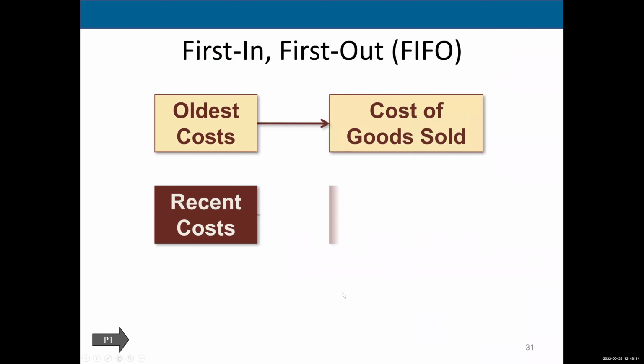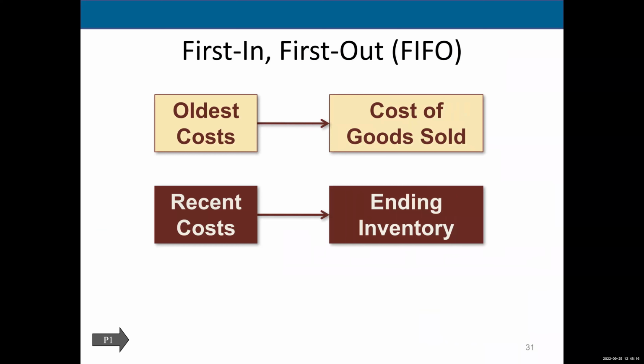Now, we're going to do first in, first out on a perpetual basis. And remember, when you think of FIFO, you think of the milk display case. The first ones in are the first ones out. So we know that the older costs, the ones we bought first, are going to go to cost of goods sold. That means what's in inventory? The most recent costs are in ending inventory.